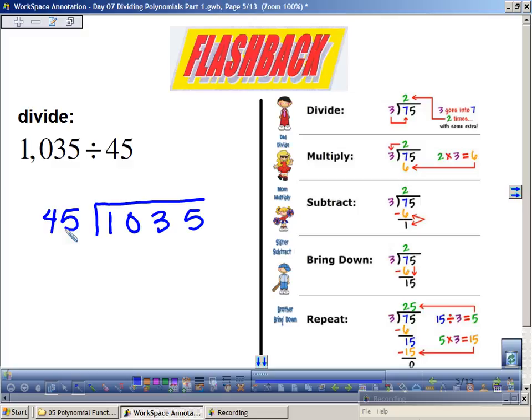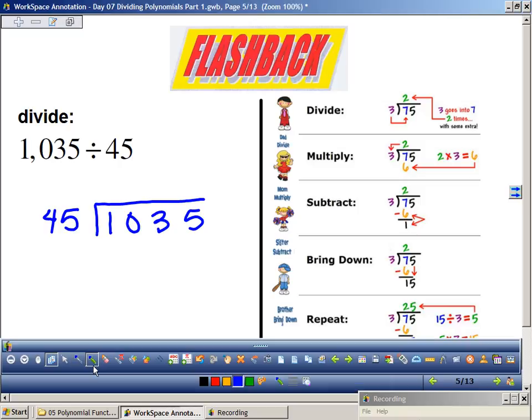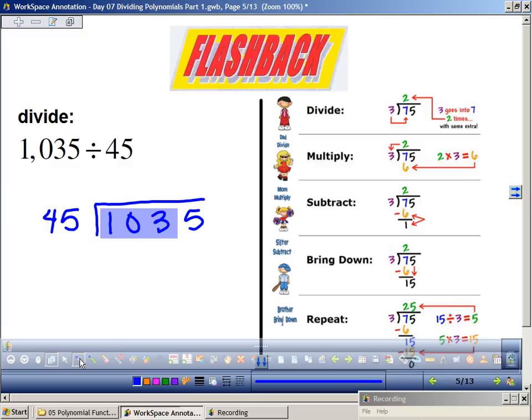Okay, so 45 does not go into 1. 45 does not go into 10. 45 does, however, go into 103. Let's do it with the blue. We're going to stay with the blue for the first time. So that's what I'm going to concentrate on right now, 45 into 103. Well, many of you with number sense can understand that 45 goes into 103 2 times.